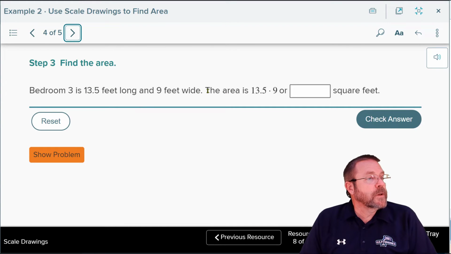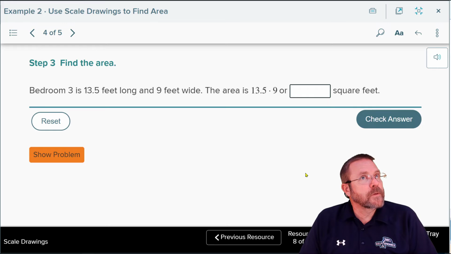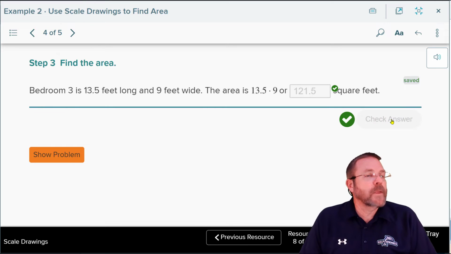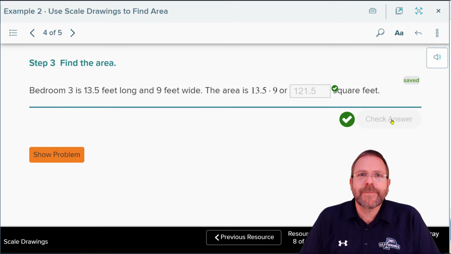That means we have 13.5 times 9, that's going to give me 90, plus 27 is going to be 117, and then plus another 4.5, that's going to give me 121.5. Let's see if I did that right in my head. 121.5, and I did. Look at that. Easy math to do if you know how to multiply.